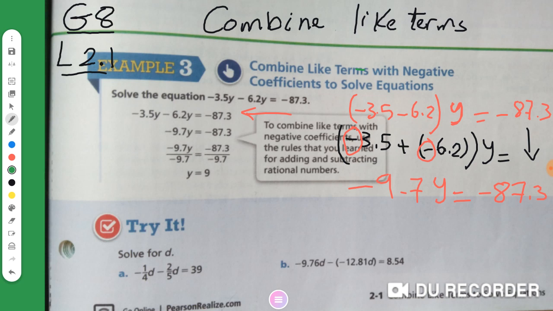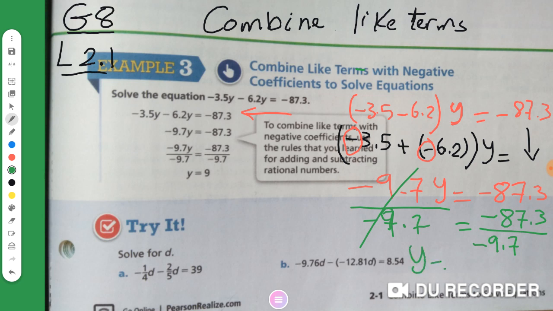By dividing both sides by the number next to y, which is negative 9.7: negative 87.3 divided by negative 9.7, actually with the negative sign. So this number divided by itself equals 1. So y equals, and when we divide negative by negative it is positive, the last answer will be 9. So y equals 9.